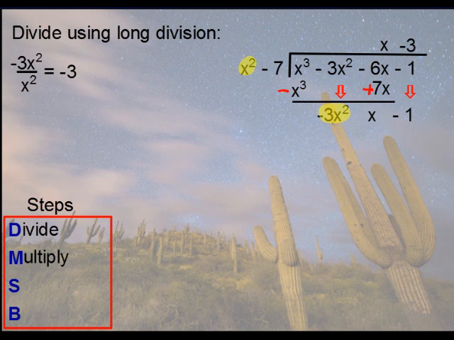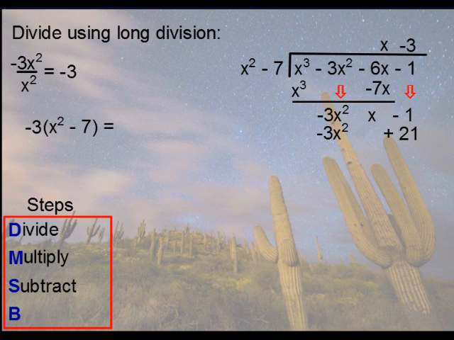And then again, we're going to multiply. So take your negative 3 and times it to the entire divisor, that's x squared minus 7. Remember, that's essentially just distributive property. So when you distribute negative 3 to both terms here, we wind up with negative 3x squared plus 21. Just as before, we want to line them up under the correct terms. So negative 3x squared goes under the x squared term. 21 goes under the constant. And now we can go ahead and subtract.